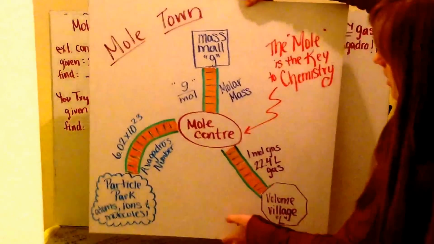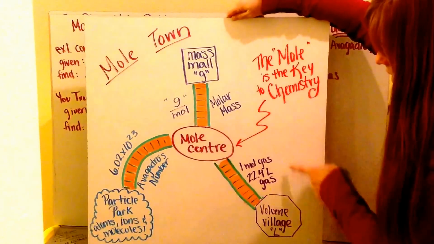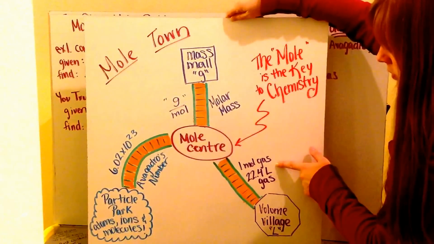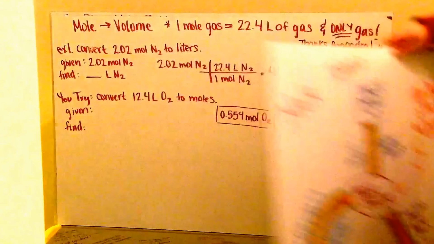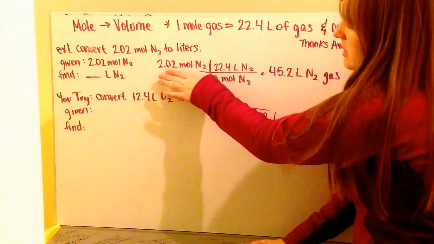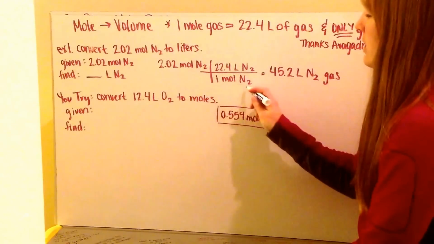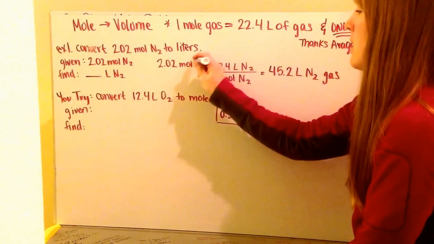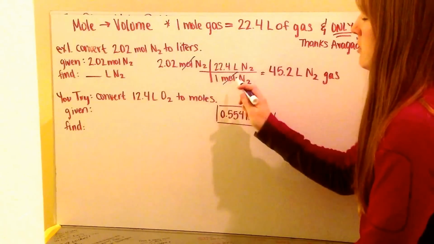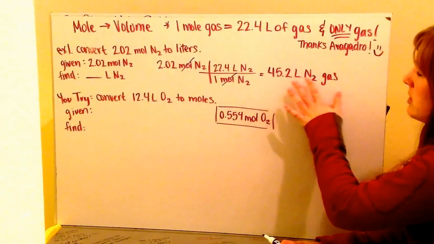Referring back to our Mole Town, this is going from mole center down to volume village. In order to do that, I must use my conversion of 1 mole of gas is equal to 22.4 liters of that gas. So I start by writing what I was given, 2.02 moles of nitrogen. I want to get rid of moles of nitrogen, so my 1 mole of nitrogen gas needs to go on the bottom, canceling out moles of nitrogen. And I have 22.4 liters of nitrogen as my conversion for every 1 mole. When I plug this in my calculator, I get 45.2 liters of nitrogen gas.